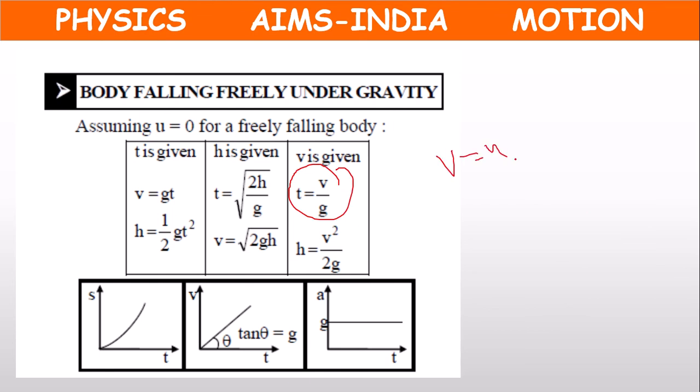Or V equal to, from the first formula, V equal to gt, we can write t equal to V by g. T equal to V by g. We can write this.